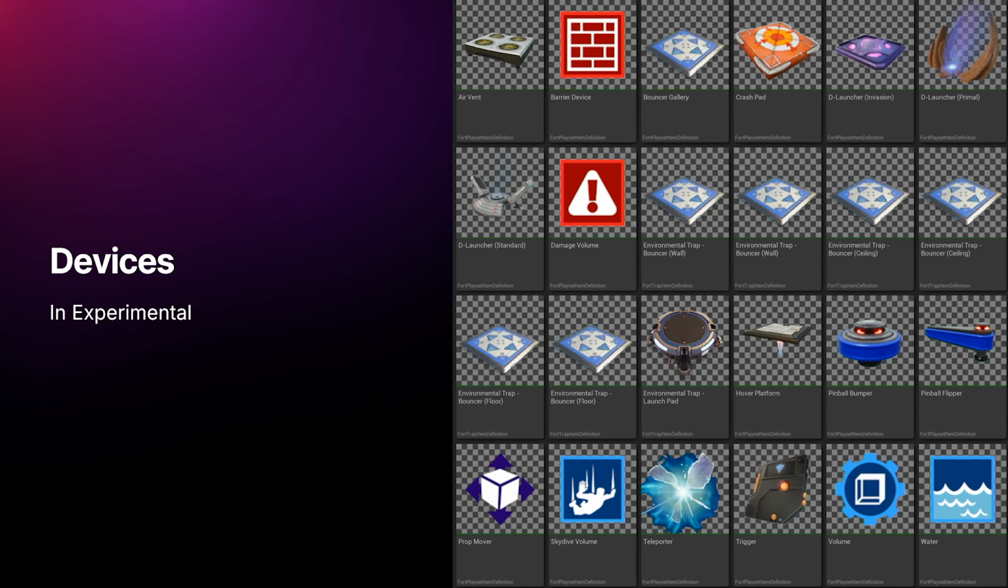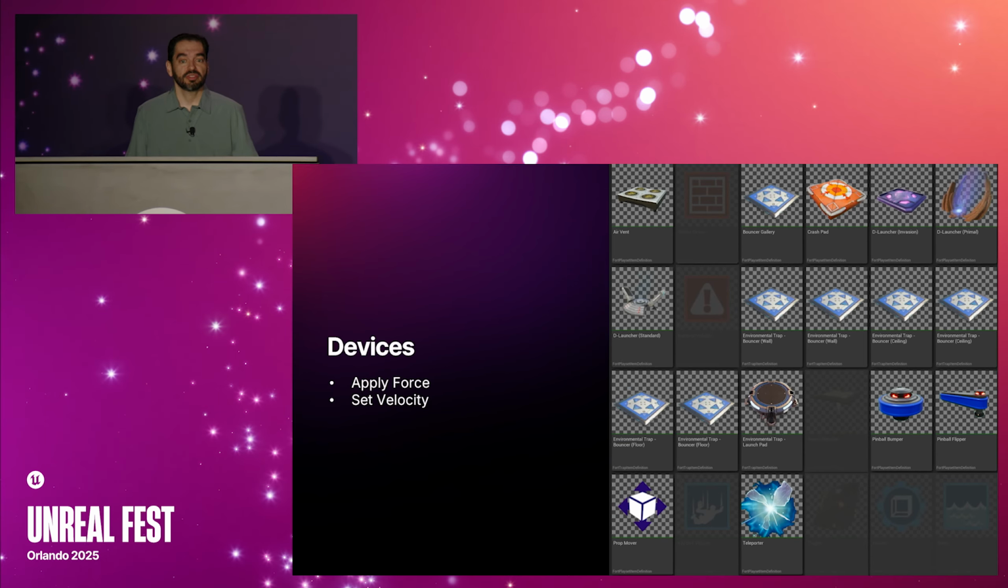The barrier device will block them. The air vent will propel them. These devices here apply force and set velocity. So I want to point out here that there are a couple devices that are interesting. The prop mover. The prop mover can be used to animate other props. And when those props interact with physics objects, they'll push them.